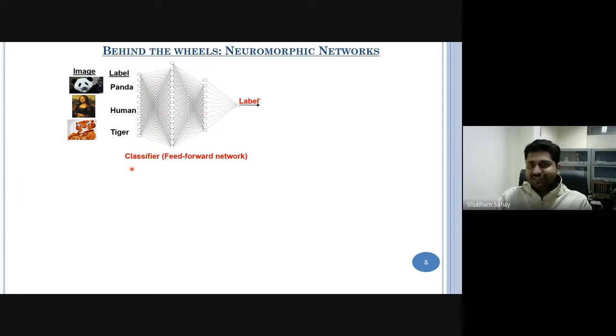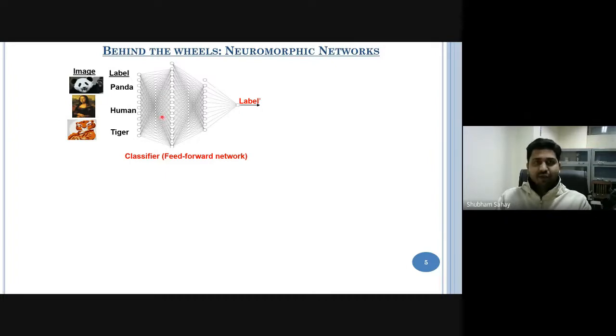So what does a classifier do? You first train it over a set of images, and after training, when you feed it any other image, let's say I fed this image to the network, it will classify that it was a panda. I feed it this image, it will classify that it was a human. I feed this image, it will tell me it's a tiger. That is the essential goal of a classifier or a multi-layer perceptron.